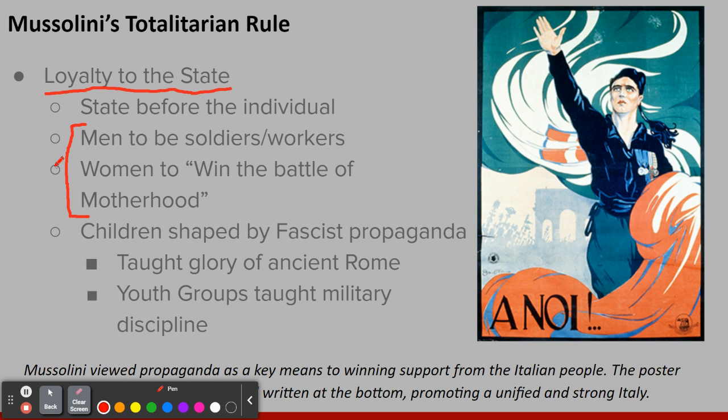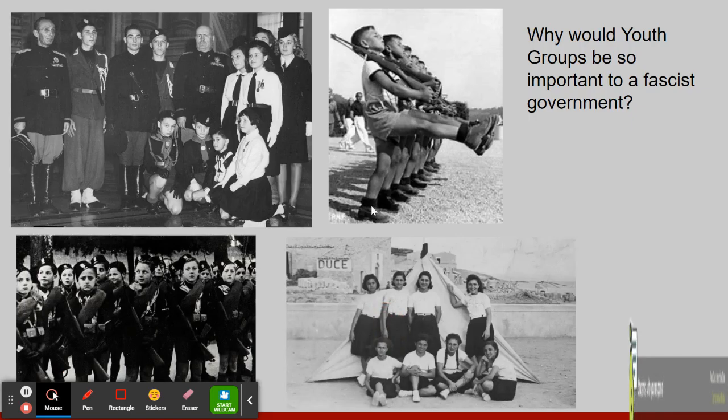Children are obviously going to be shaped to be good fascists, so the schools are heavily influenced by propaganda. In Italy specifically, they're taught about how powerful and good Rome was, and how they can make Italy strong. Children are brought into youth groups where the goal is to teach them discipline, military discipline skills they're going to need for life. So you can see here, youth groups are very important. If you notice, the boys are already training with rifles. They're in mock uniforms. It's getting them ready to join the military. Fascists are very expansionary. They know they're going to fight wars, so they're getting the country ready for it. Girls' youth groups were focused on learning skills for home and motherhood and being prepared for having children.